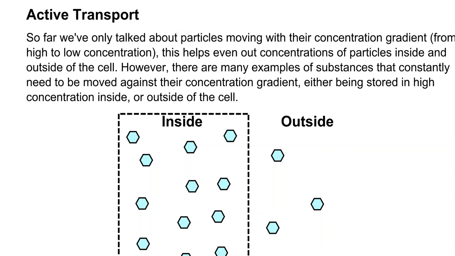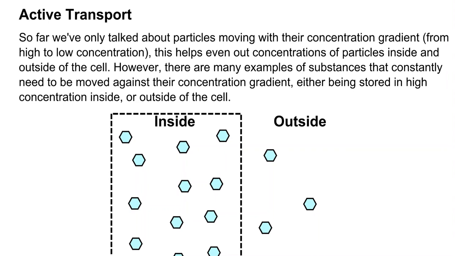It's Mr. Walton here. Today we're talking about active transport. So far, we've only really talked about particles moving with their concentration gradient, or as we call it, down their concentration gradient. What we mean by that is from a high concentration to a low concentration.